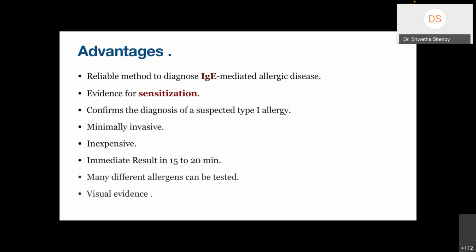The advantages are many. One, it is a reliable method to diagnose IgE mediated allergic disease. Please note what I have written in bold, IgE mediated allergic disease. So non-IgE mediated disease or delayed hypersensitivity do not come under the purview of skin prick testing. So what do we know from this? We know this is direct evidence that this patient has been sensitized to this allergen.